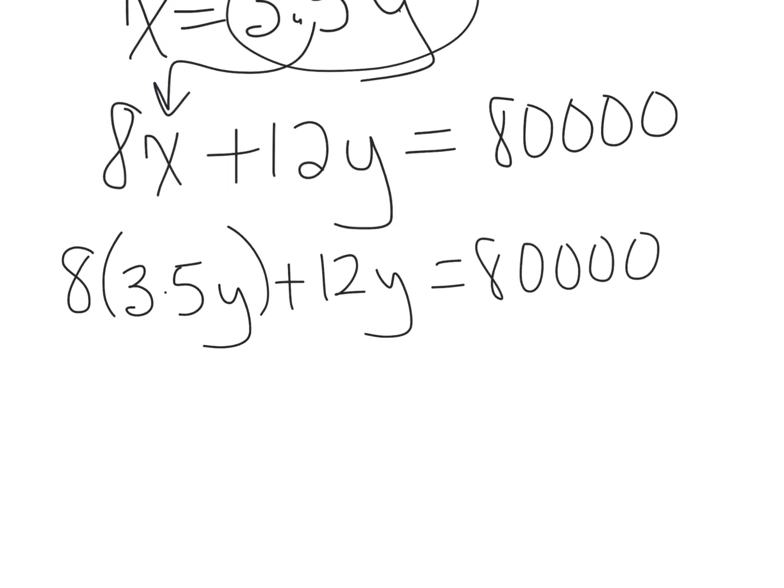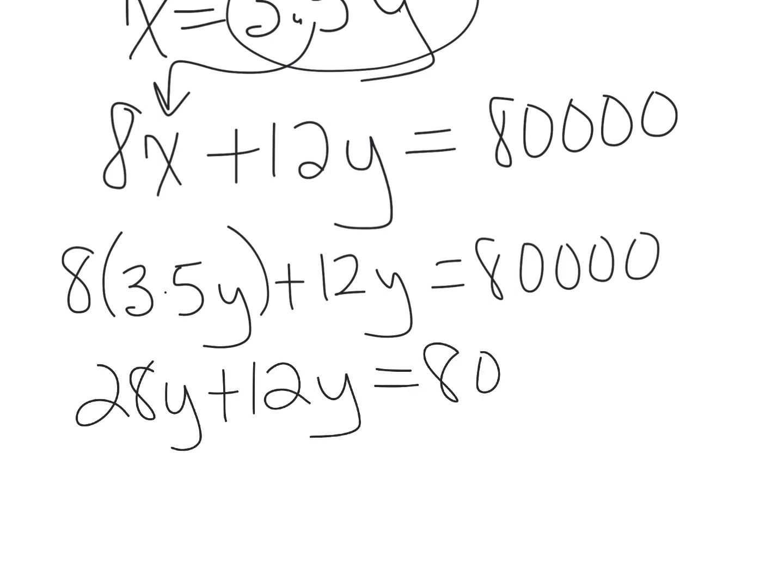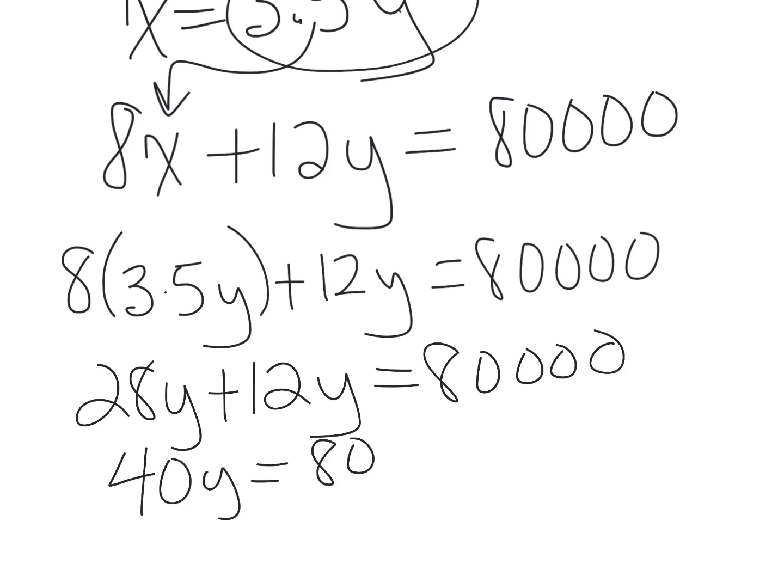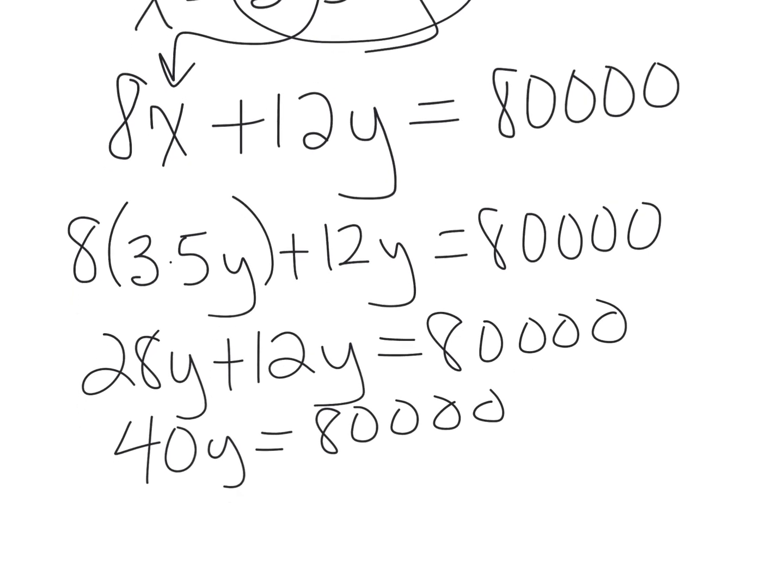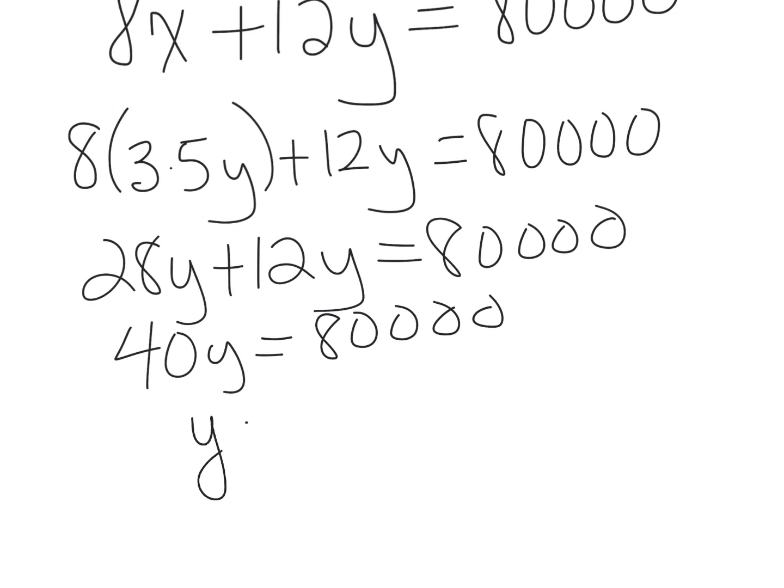Right, so 8 times 3.5 will be 28y plus 12y is equal to 80,000. This is 40y equals 80,000. And so our y equals 2,000.